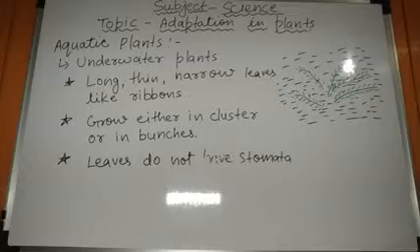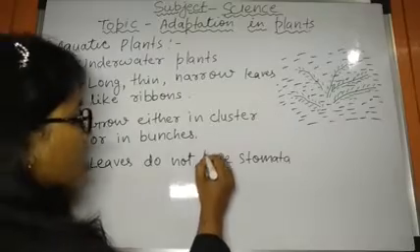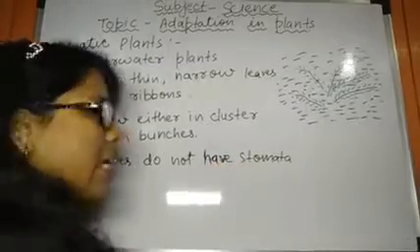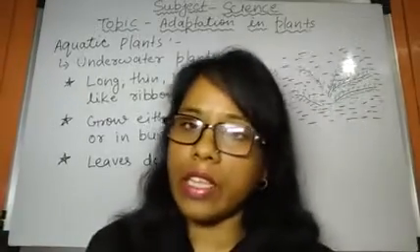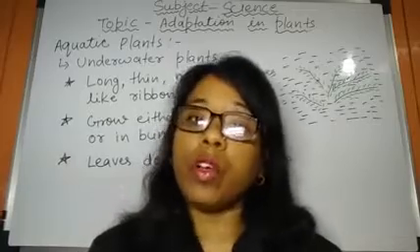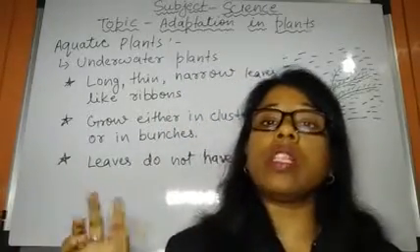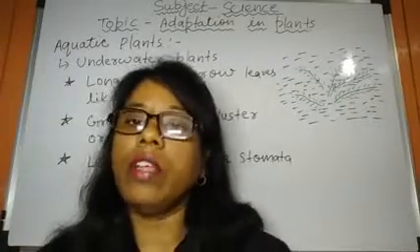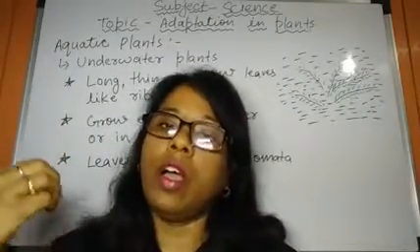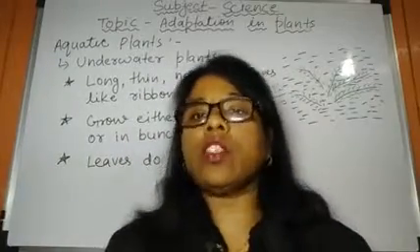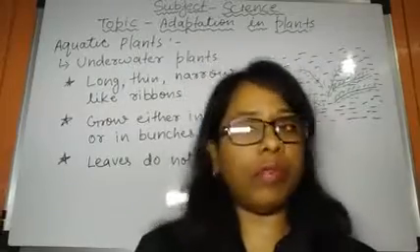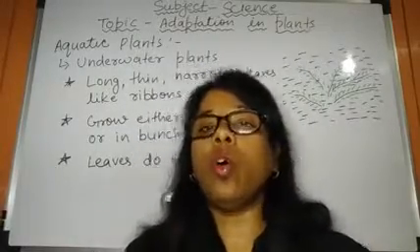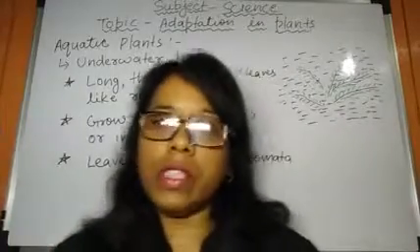Fine. And the next one is leaves do not have stomata. Leaves do not have stomata because they are completely immersed in water. That is why there is no stomata in the leaves. But how do they perform photosynthesis? So the whole surface of the plant absorbs carbon dioxide and releases oxygen. That is the process of photosynthesis only. So the whole part of the plant performs this activity.